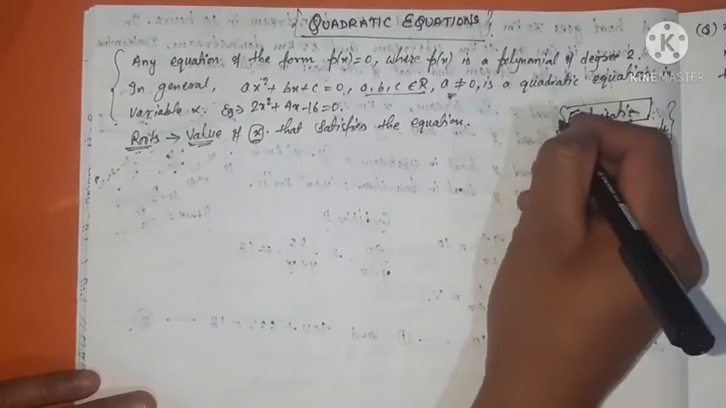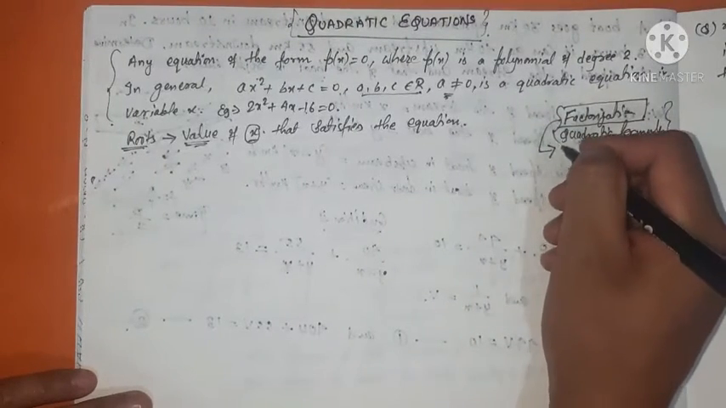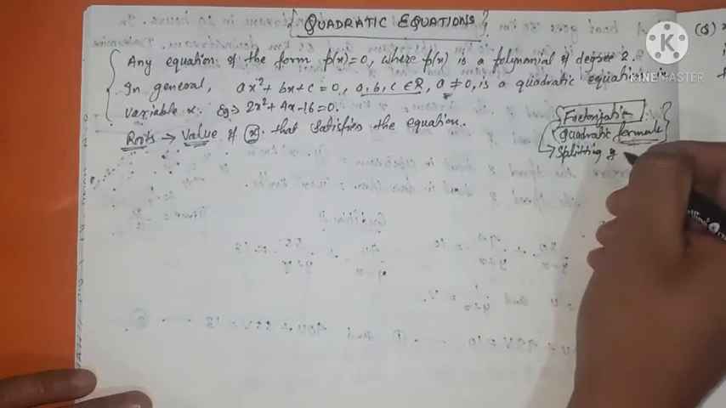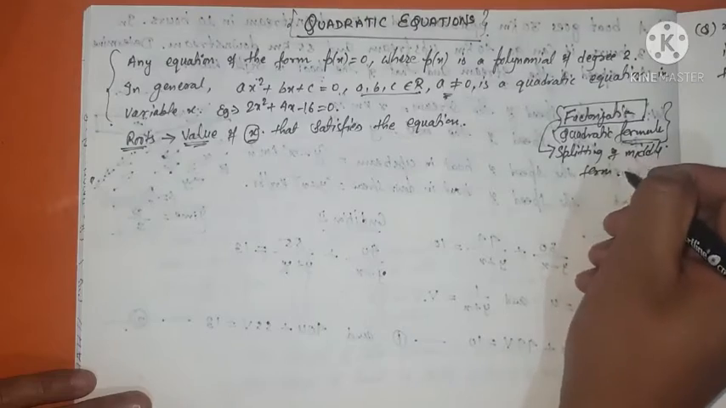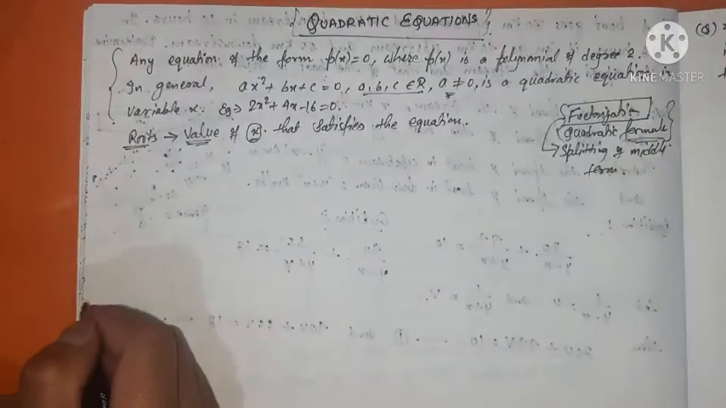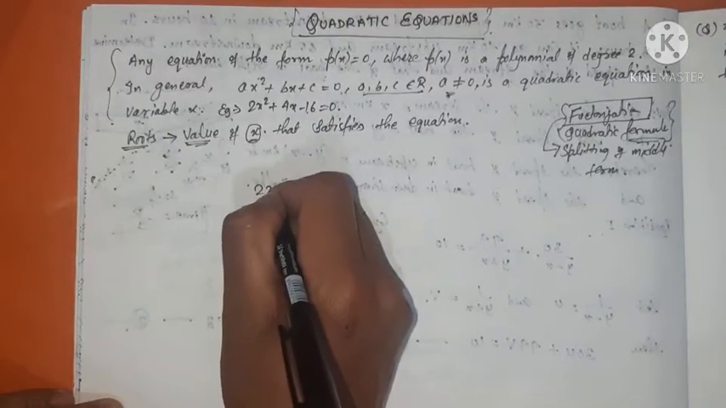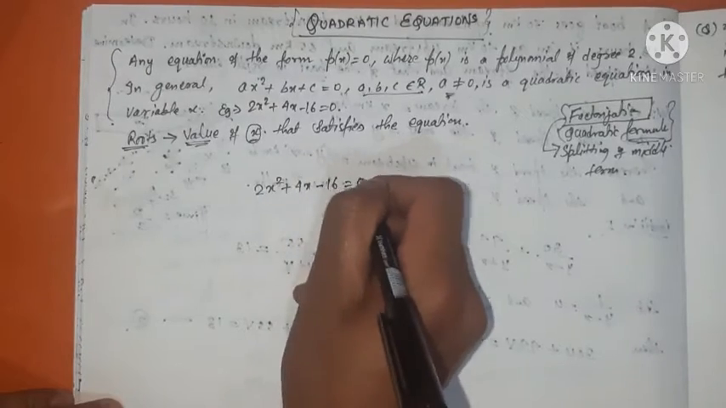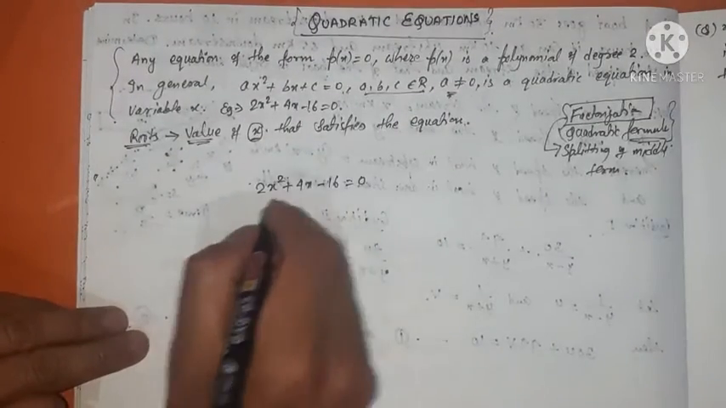Okay, and factorization is very simple, as you already know, it is called splitting of the middle term. So this is not new to you all. Let me solve one more time. Suppose you have the equation 2x square plus 4x minus 16 equals 0. Now how do we factorize it? It is simple, as you know.